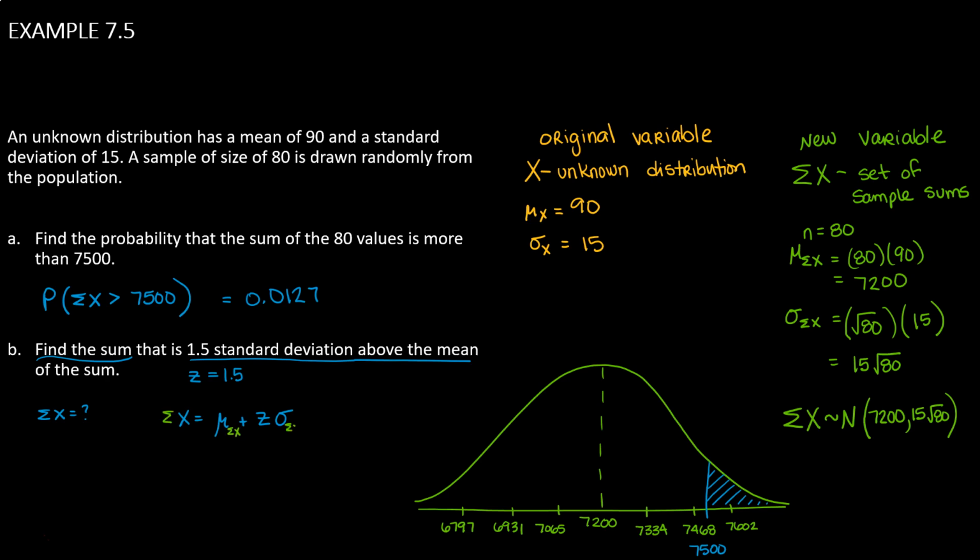So we annotate so that we know we're calculating a value from our distribution, capital sigma, capital X. Plugging my numbers in, I can find that the sum we're looking for is 7,200 plus 1.5 times 15 square root 80. And that comes out to be about 7,401. So in this question, we were asked to find a sum that is 1.5 standard deviations above the mean, and we found it. That sum is 7,401.